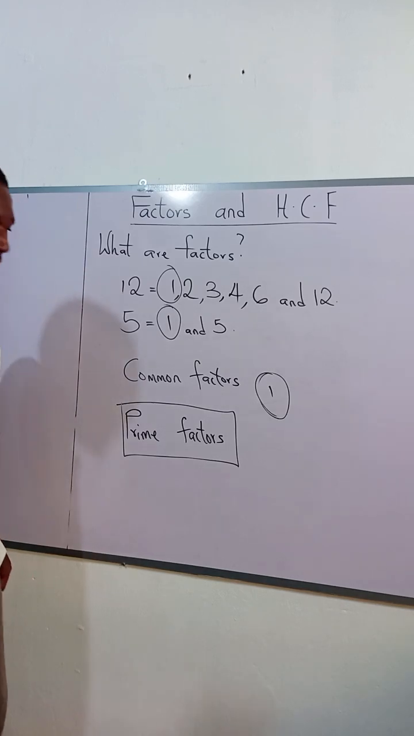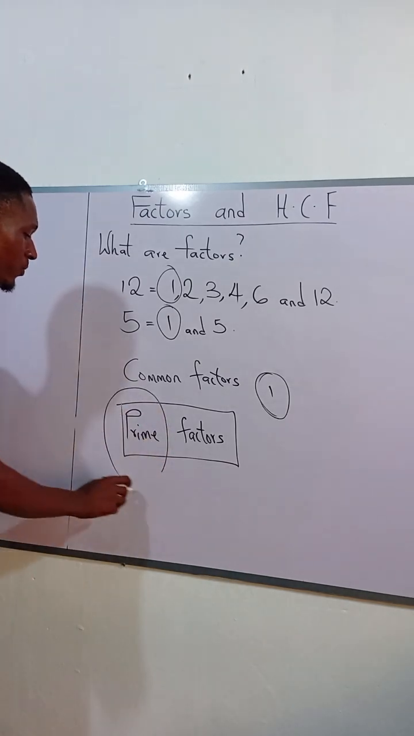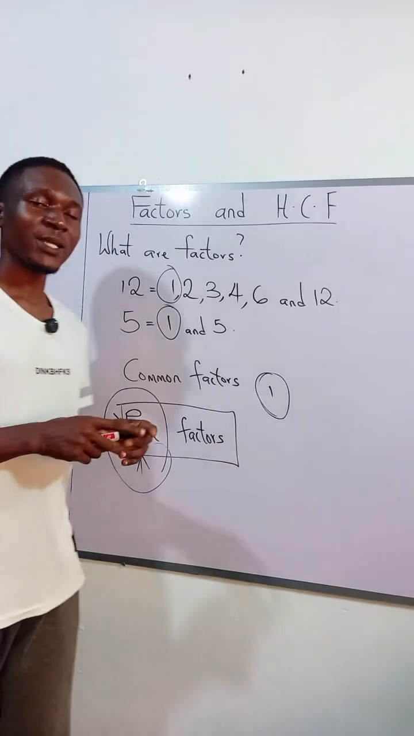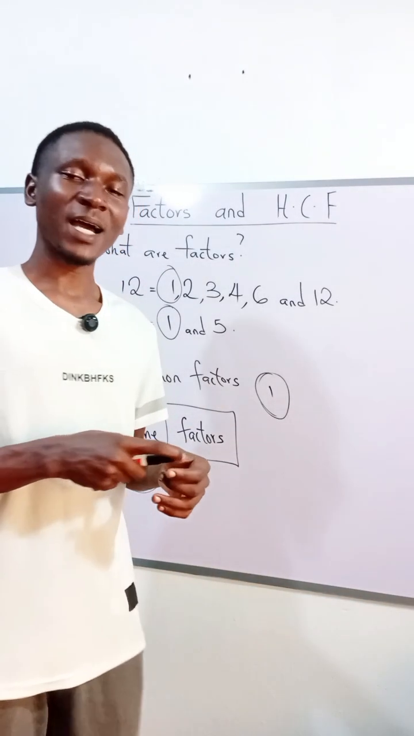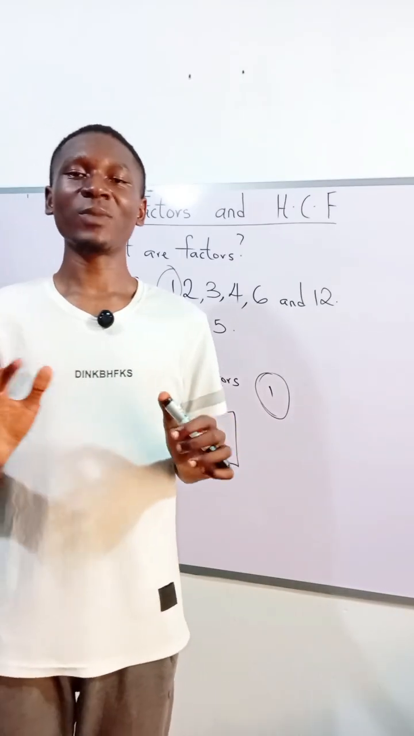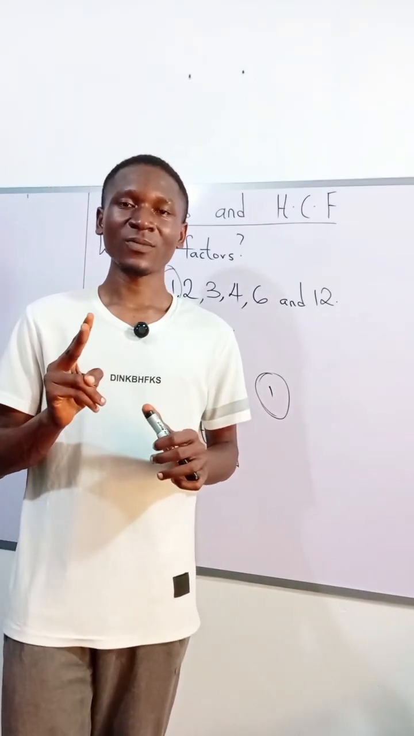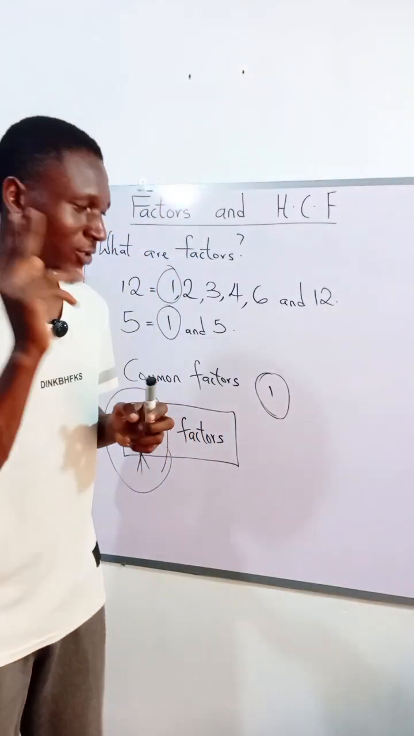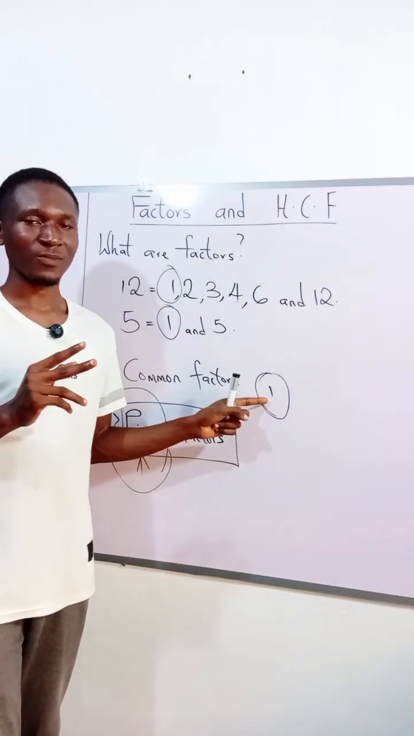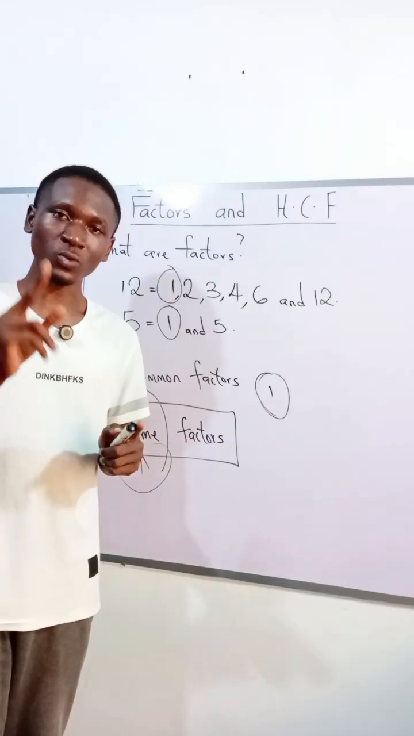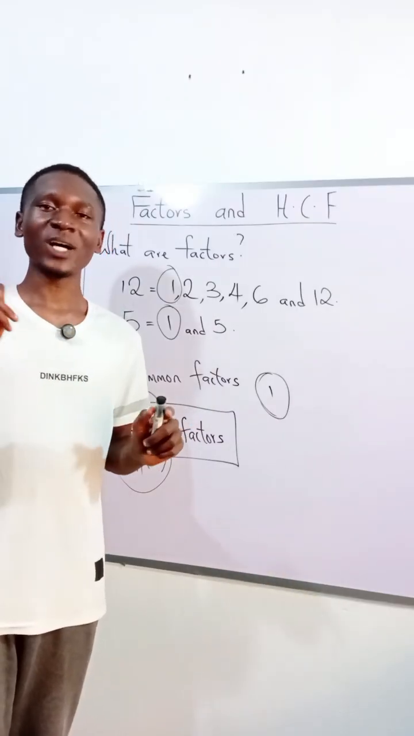What are prime factors? For us to know prime factors, we must first of all know the meaning of prime. What is prime? Prime numbers are numbers that have only 2 factors. Remember I told you that the smallest amount of factors a number can have is 2. No matter how little the number is, it must have at least 2 factors, except 1. So prime numbers are numbers that have at least 2 and only 2 factors. They do not have more than 2 factors.